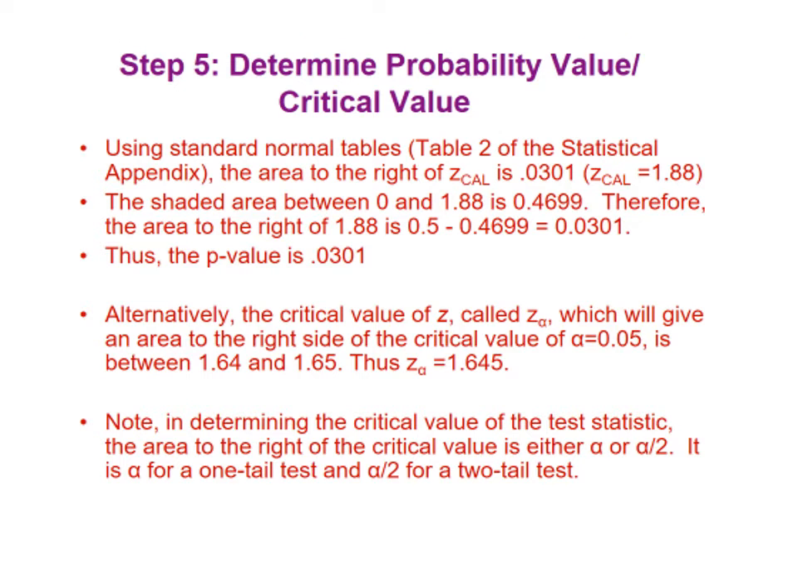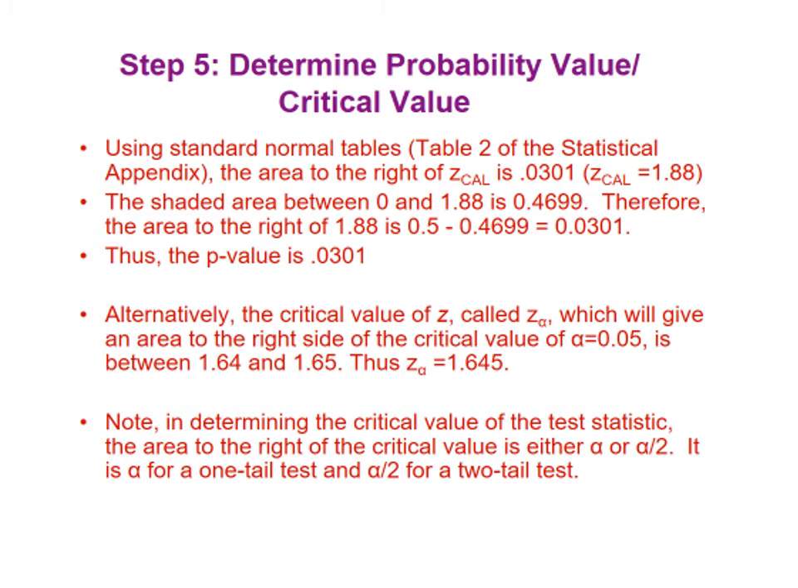Step 5, determine the probability and the critical value using the standard normal tables. We use these tables in this lecture for examples. We have already discussed the various tables, but due to shortage of time we take only one table as an example. The tables are also given in the appendix of the study. The shaded area between 0 and 1.88 is 0.4699, therefore the area to the right of 1.88 is 0.5 minus 0.4699, equal to 0.0301.